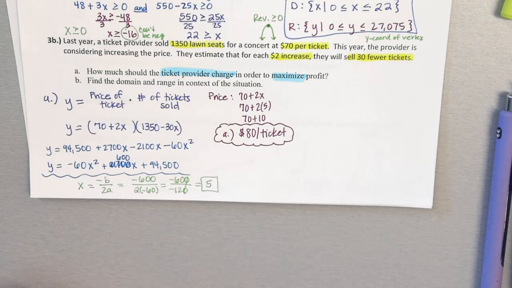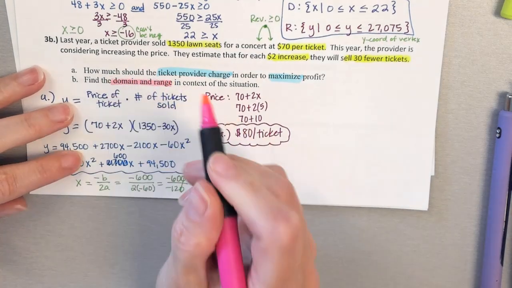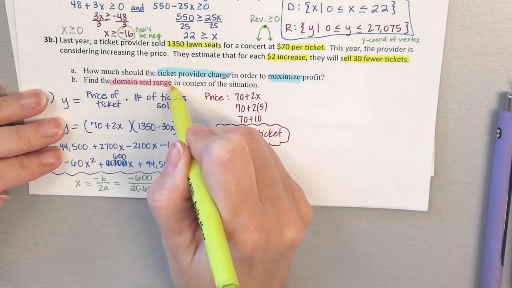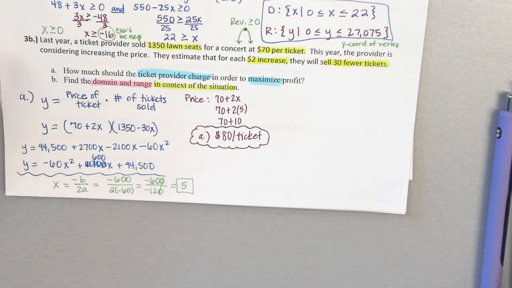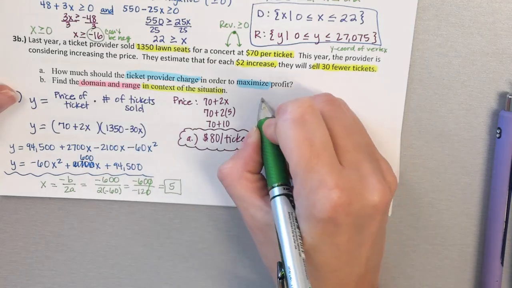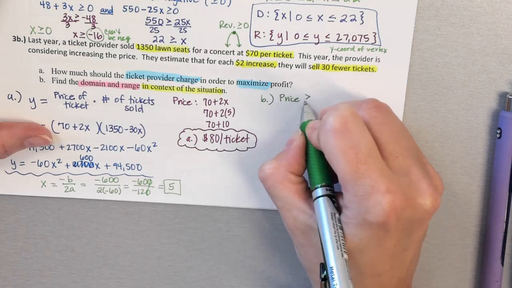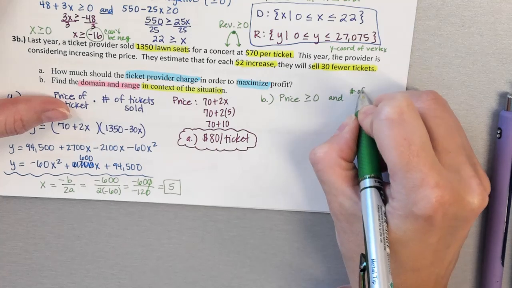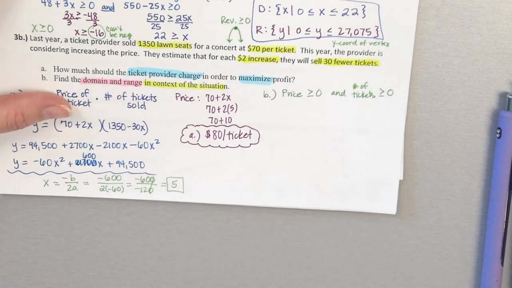Okay, now for part B, they're asking you to find the domain and range in context. So again, we just have to keep in mind that our values have to be non-negative. All right, so we're going to set this up in the same fashion that we did in part C. Okay, so we know that whatever the price is, that has to be greater than 0, and the number of tickets has to be greater than or equal to 0. Okay, it can be 0.